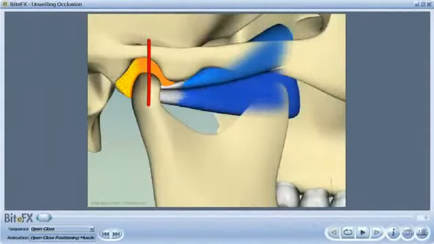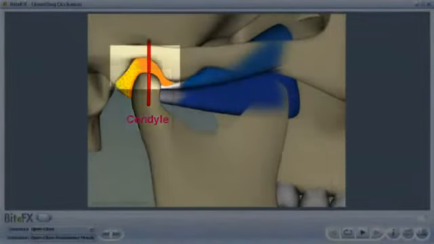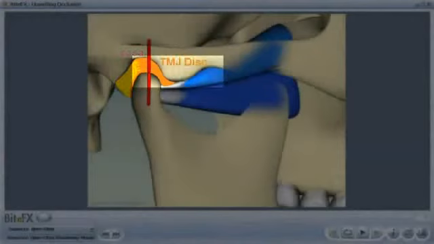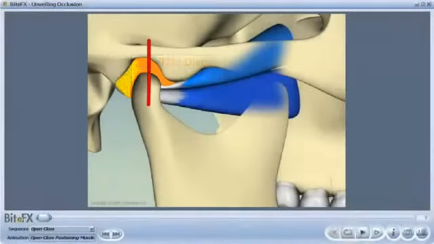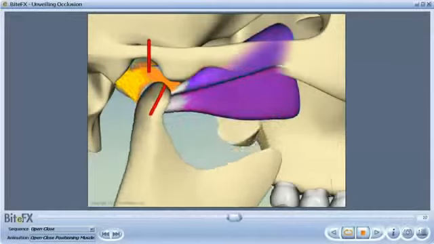Now let's take a closer look at the joint. The upper part of your jaw, called the condyle, fits into a socket in your skull, called the fossa. Between the condyle and the fossa is a disc called the TMJ disc, shown here in orange, which is as tough as cowhide. The disc tracks with the condyle as it moves forwards and backwards.